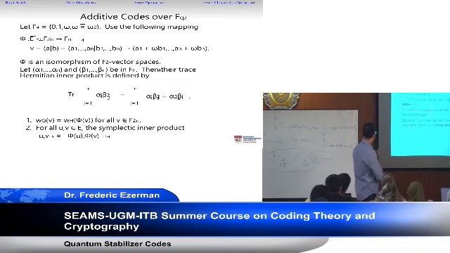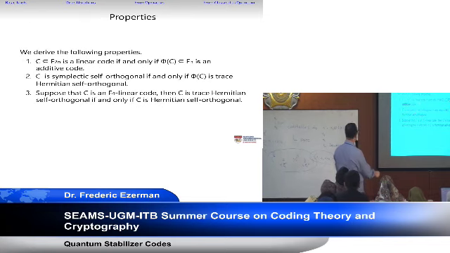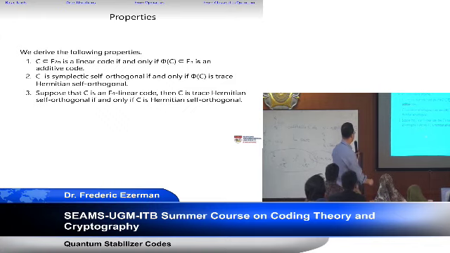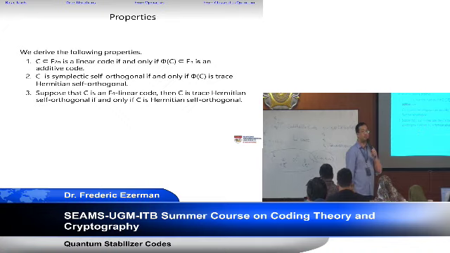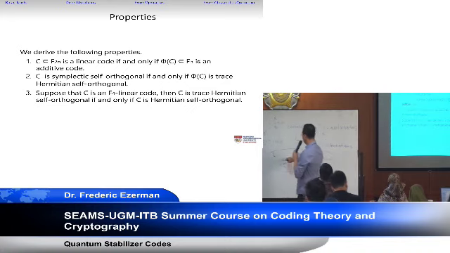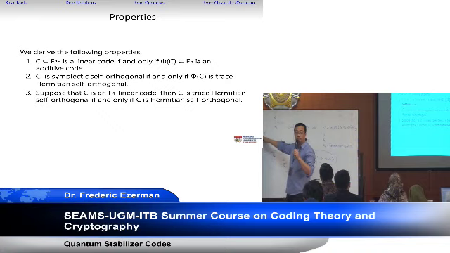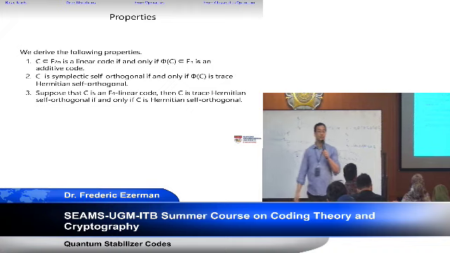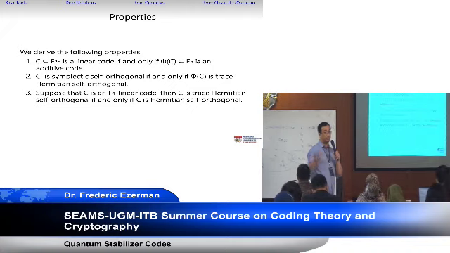So this is a linear code. When you do this transform, it is an additive code. C is symplectic self-orthogonal if and only if the image is trace Hermitian self-orthogonal. Now what happens if on the right side here it is actually also F4 linear? Then the trace Hermitian is the same as Hermitian. Again, this thing goes into this and becomes additive. What happens if this happens to be linear? Then the trace inner product is also Hermitian. The trace Hermitian is Hermitian.